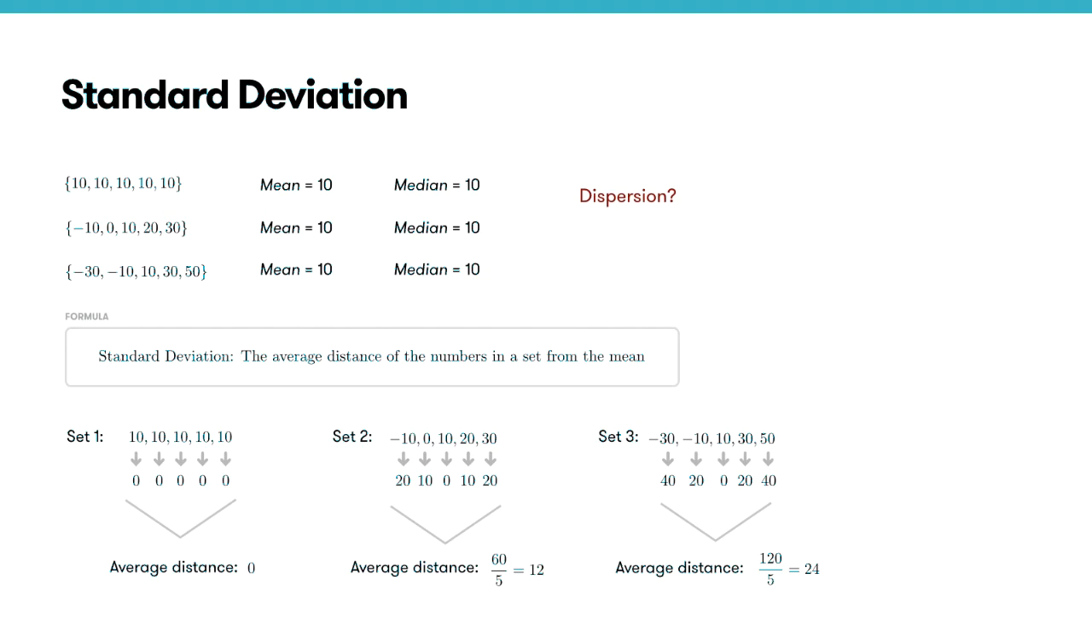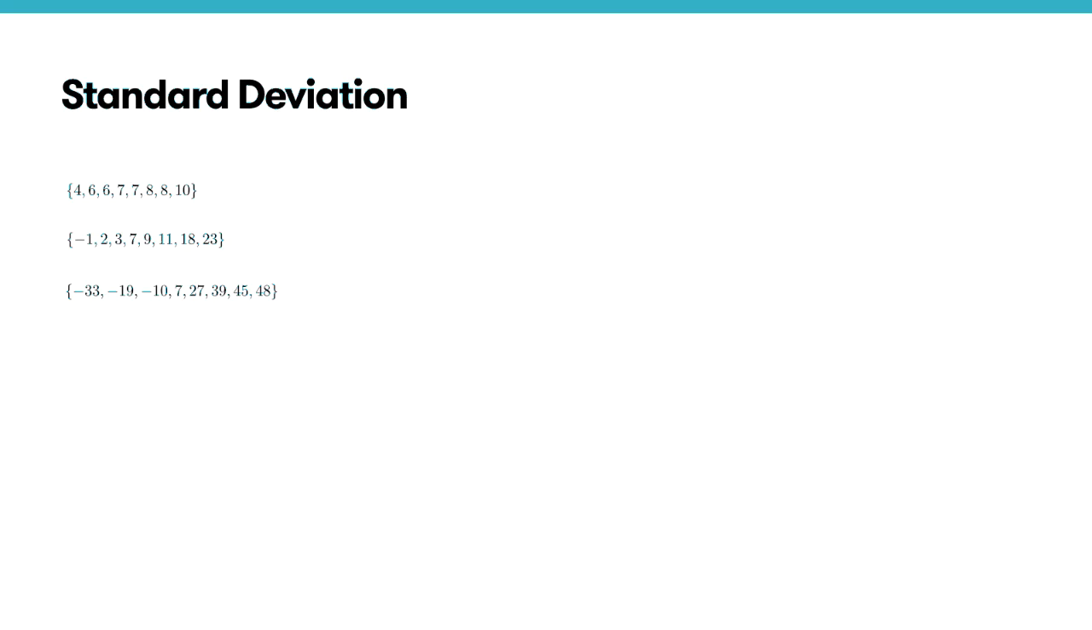Now, oftentimes, GMAT questions will ask you to compare standard deviation across various sets. An example would be a question that asks you to determine which of three sets has the greatest standard deviation or the least standard deviation. You can always use what we discussed in the previous slide, where you calculate the average distance from the mean. But keep in mind that can be time consuming.